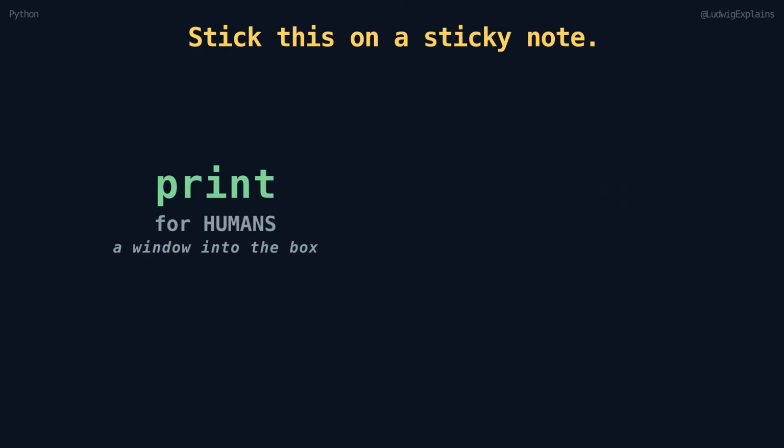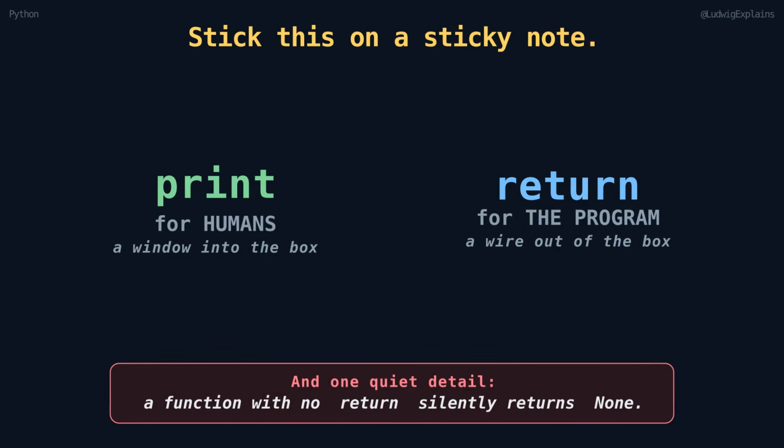So here's the mental rule. Stick this on a sticky note. Print is for humans. It's a window. Useful for debugging, useful for output you want to read. Return is for the program. It's a wire, what flows into the next computation. And one quiet detail, a Python function with no return statement still returns something. It returns None, silently. That's the source of most of your wait, why is this None moments.